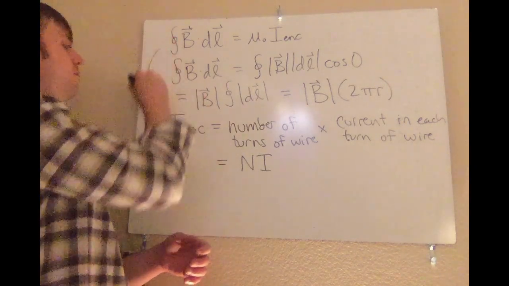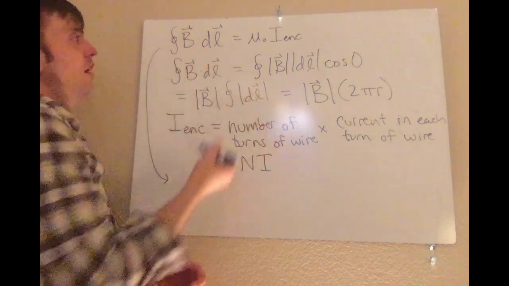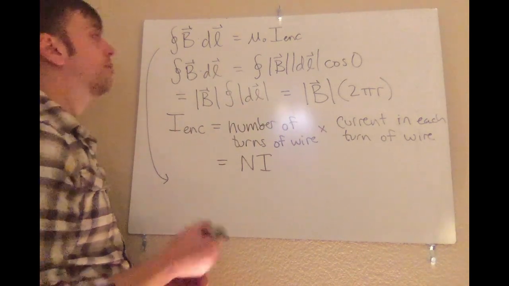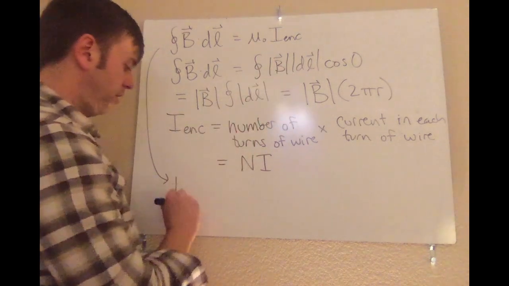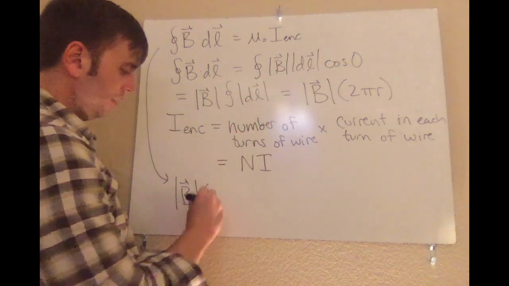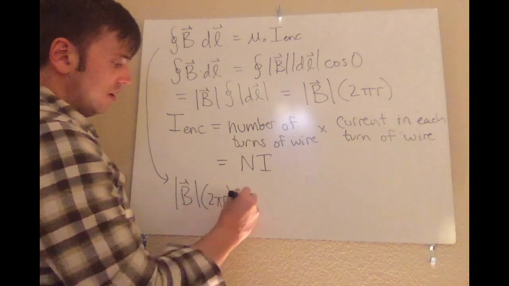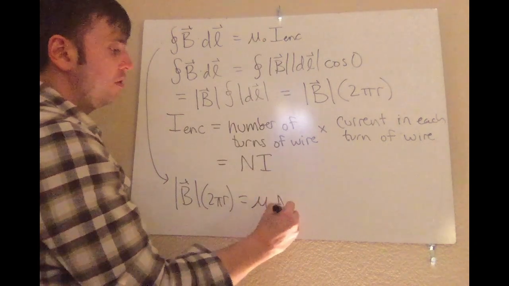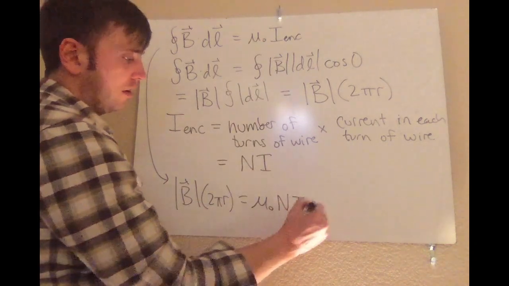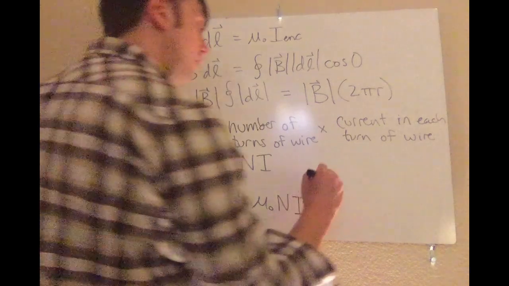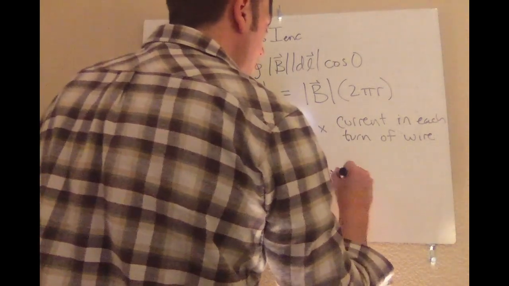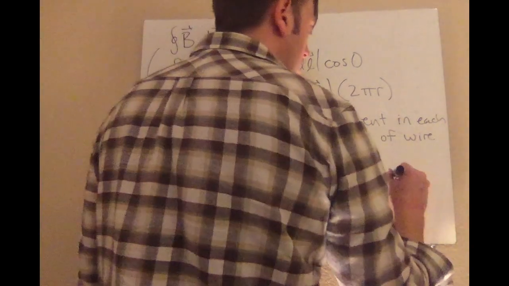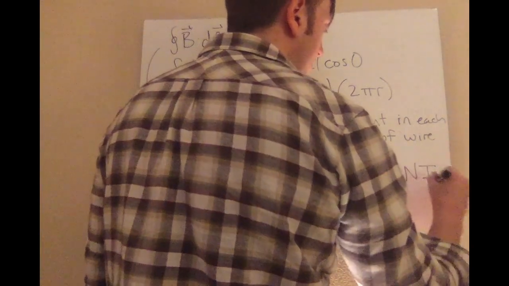Okay, finally, we're going to take B dot dl, set that integral equal to mu naught times I enclosed, and we'll get our answer. So B dot dl was magnitude B times 2 pi r, and that's equal to mu naught times I enclosed, which is the number of turns times the current I. That tells us that our magnetic field strength B is equal to mu naught times N times I, divided by 2 pi r.